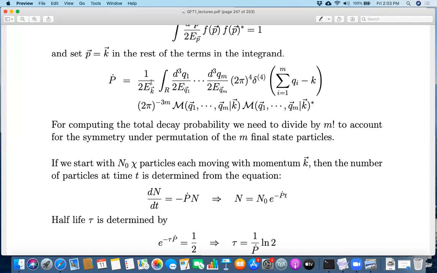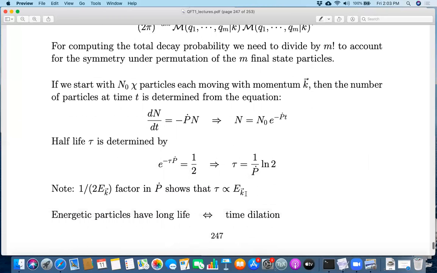However, Ek is not Lorentz invariant. Ek is the energy of the particle, so clearly, if you change K, Ek is going to change. What this is saying is that the half-life of the chi particle is proportional to Ek, where K is the momentum that the chi particle carries. So the larger the momentum, the longer it lives. Now this may sound counterintuitive. How can the lifetime of a particle depend on its momentum?